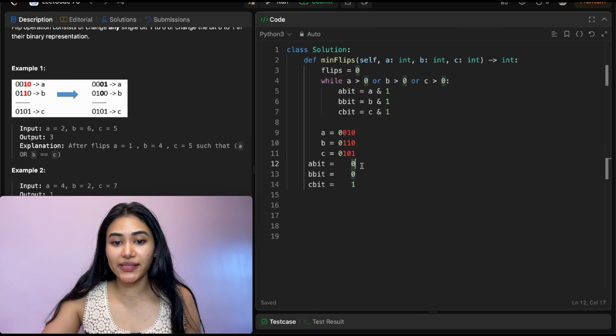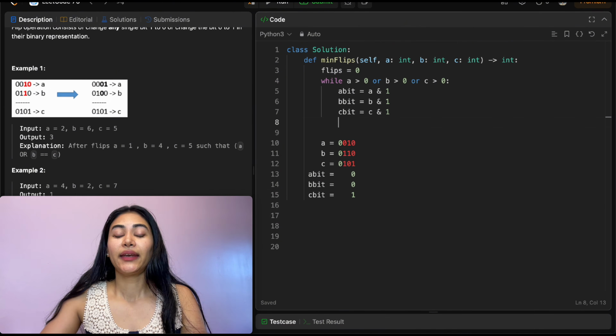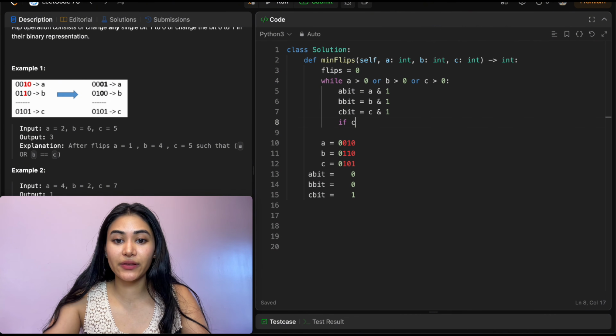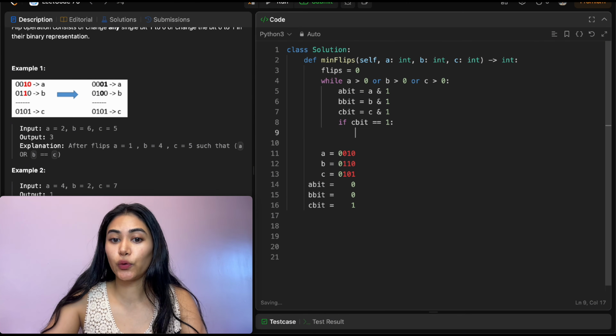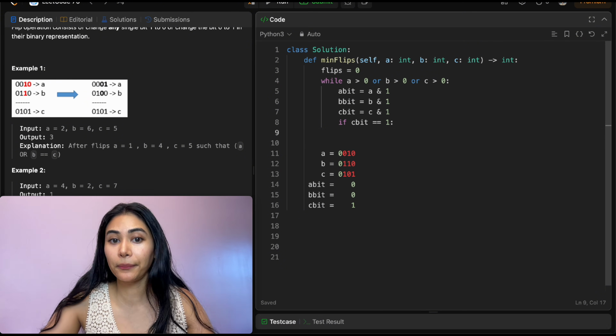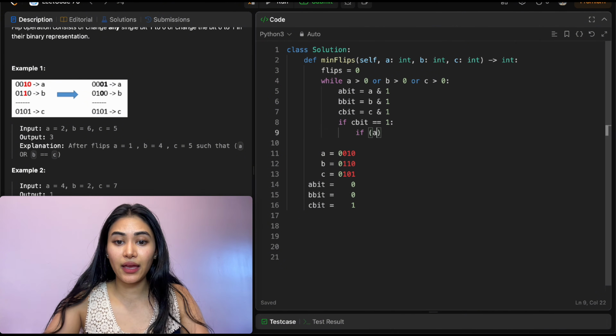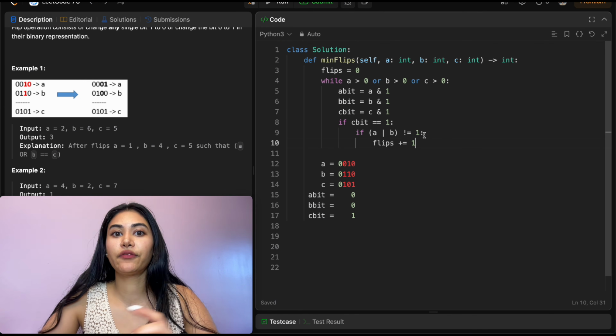So right now, A bit is going to be 0, B bit is going to be 0, and C bit is going to be 1. Now we just want to check what C bit is. So if C bit equals 1, then we need A or B to also equal 1. If that's not the case, we know we need to make one flip either to A or B. So if A ORed with B is not equal to 1, we know flips is going to be plus equals 1. We need to flip A or B.